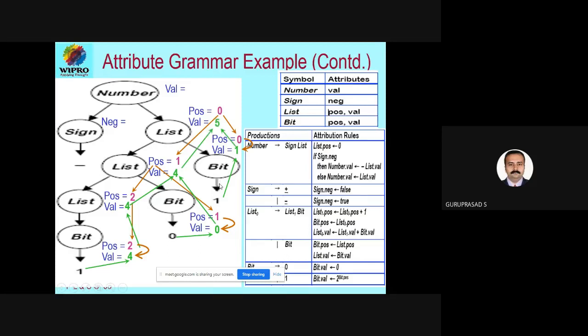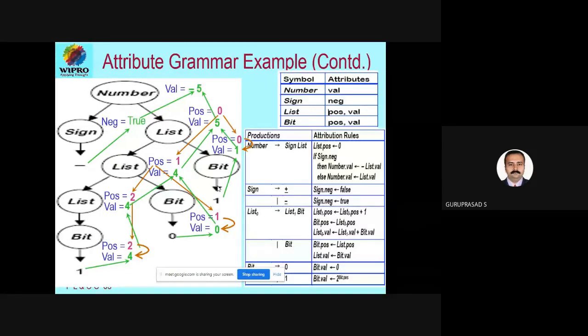Similarly, list is again producing list and bit. We got a 4 on the LHS and we got a 1 on the RHS. So 4 plus 1, we got 5. Finally, negative is equal to true and the list dot val is 5. So we are able to get minus 5. This is attribute evaluation being done.